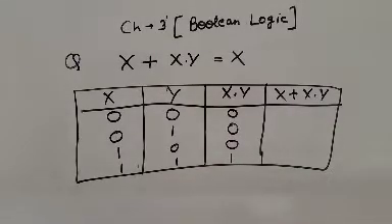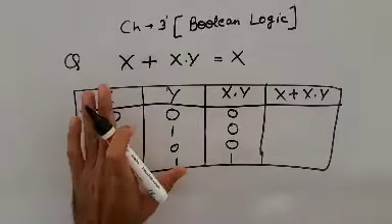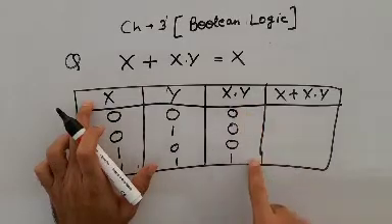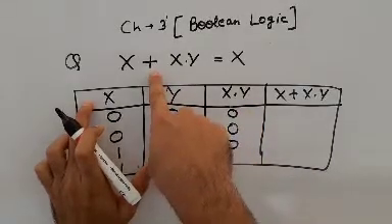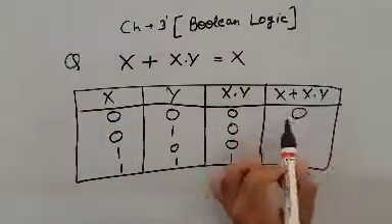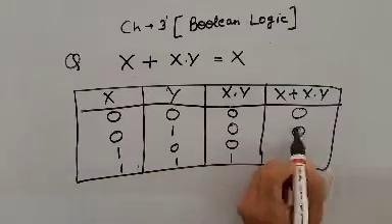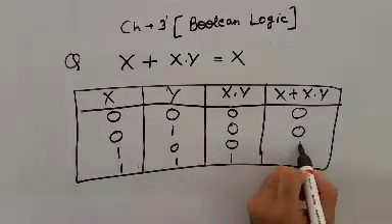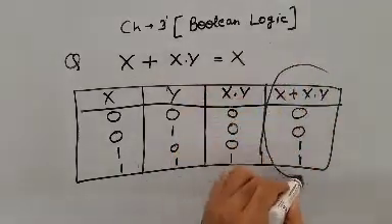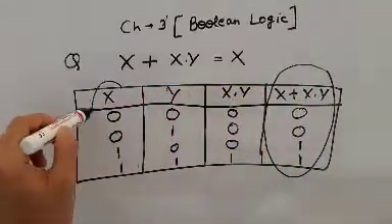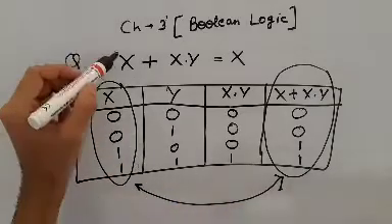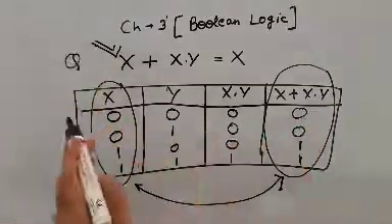Is that clear? Now the expression says that you have to add the x terminal and x dot y, this resultant terminal. Okay, you have to put an OR operator in between these two expressions. So 0 plus 0, it will be 0. 0 plus 0, again it is 0. 1 plus 0 is 1, and 1 plus 1 is 1. Now from the truth table you can conclude that this output and these outputs are same. So hence we have proved the expression from our truth table.